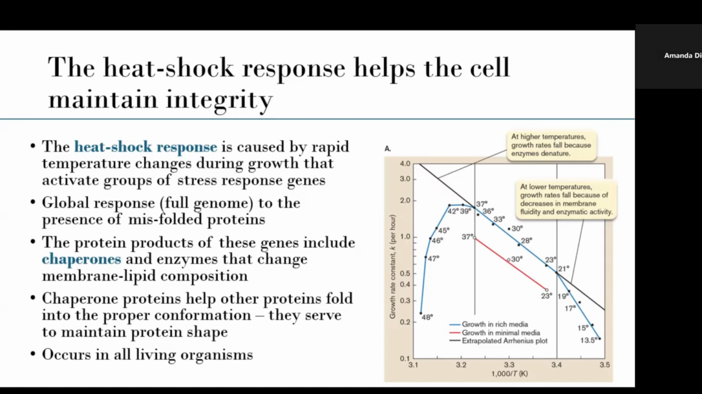That triggers the heat shock response, which then triggers a bunch of different genes to turn on or off. And that includes things like creating chaperone proteins and enzymes that help change up our whole membrane. It can also cause us to slow down transcription, translation, all that stuff, so that way we don't keep making broken proteins, things like that. And once again, this occurs in all living organisms. Any questions about heat shock?